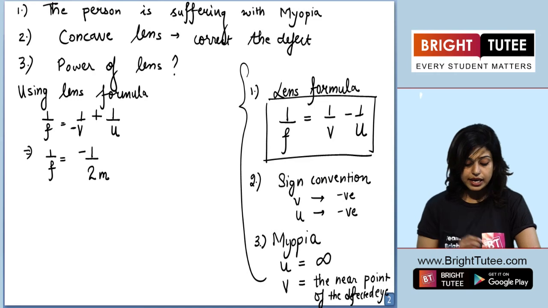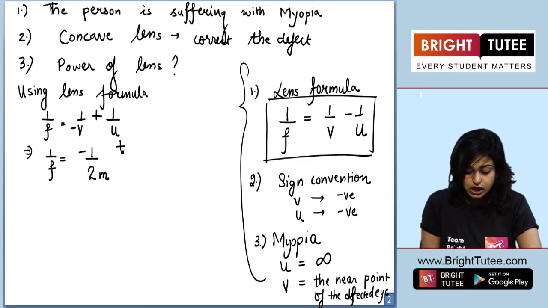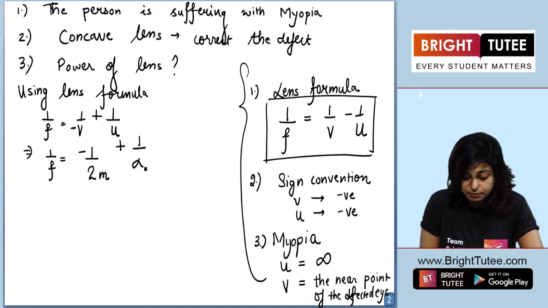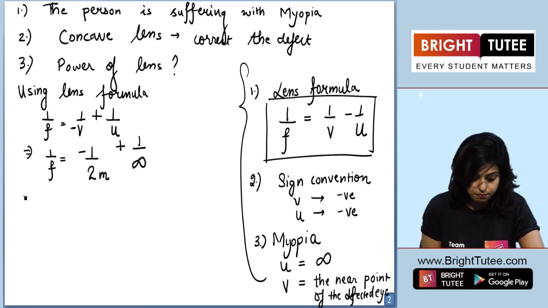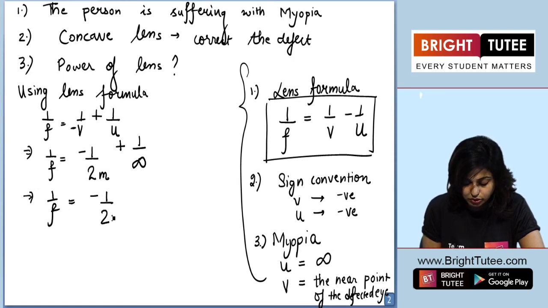Okay students, let's put the value for u. U we know for a myopic person is infinity. So 1 divided by infinity is nothing but 0. So we get the answer as 1 upon 2 meters.